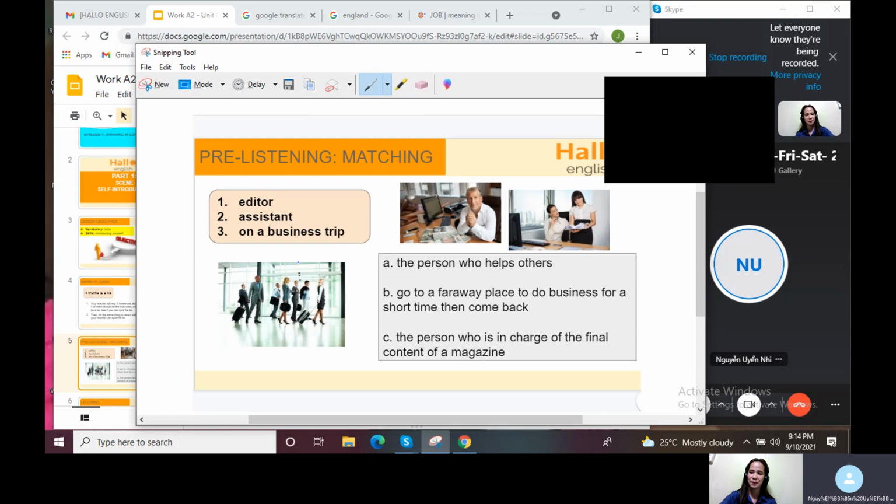An editor is the person who is in charge of the final content of a magazine.